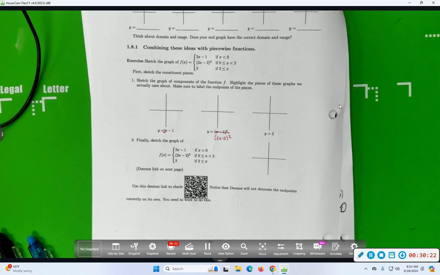Yeah, let's do it. So let's consider the function f of x. f of x equals 2x minus 1 if x is negative; (2x minus 2) quantity squared if x is between 0 and 2; and f of x equals 3 if 2 is less than or equal to x. So let's graph each of these things one piece at a time.